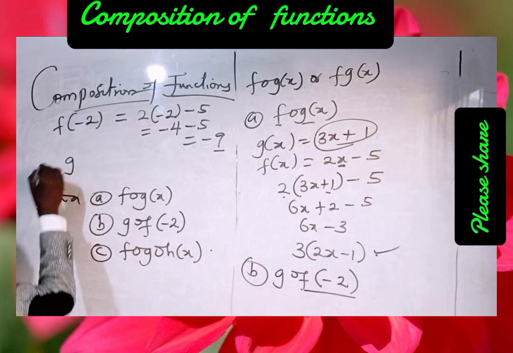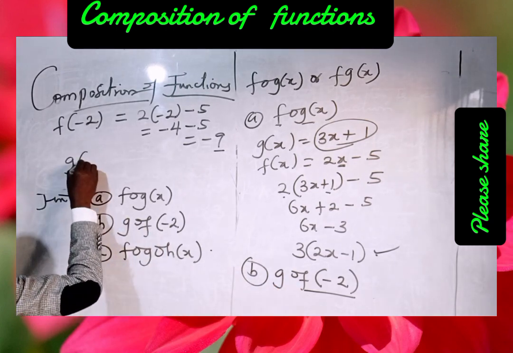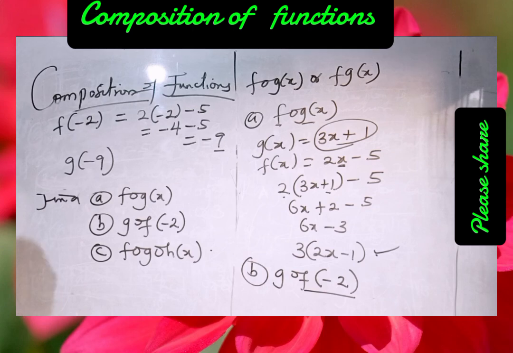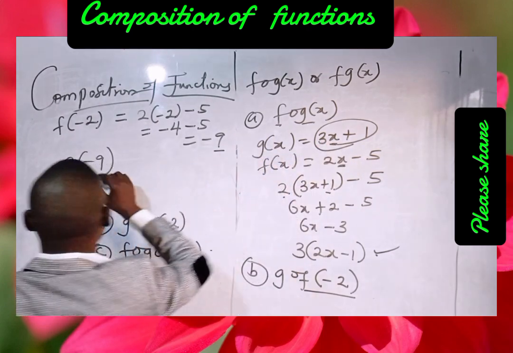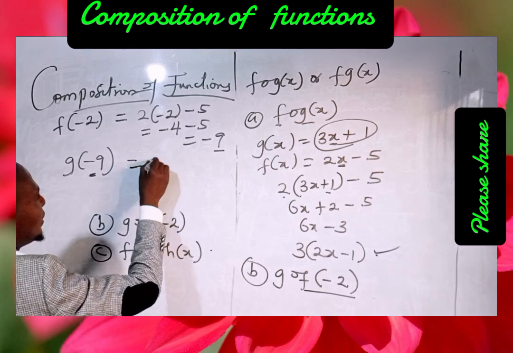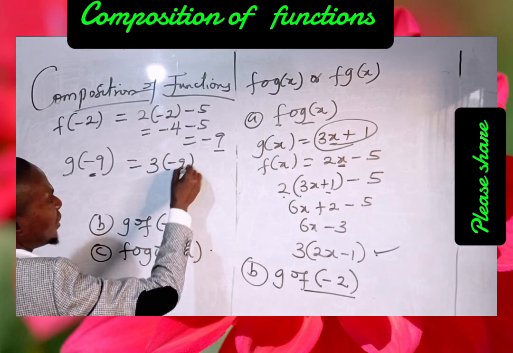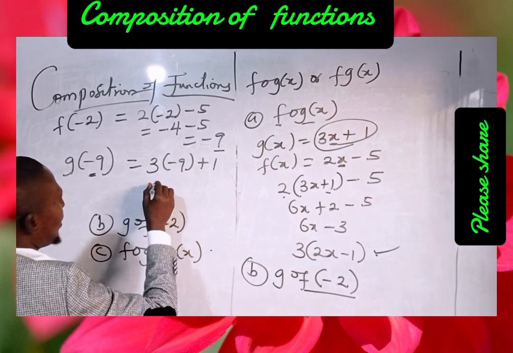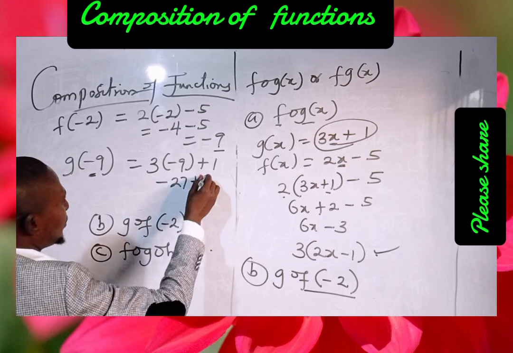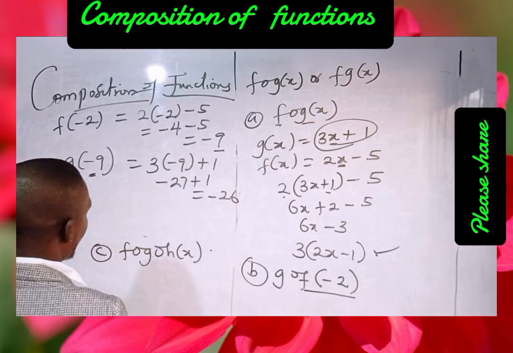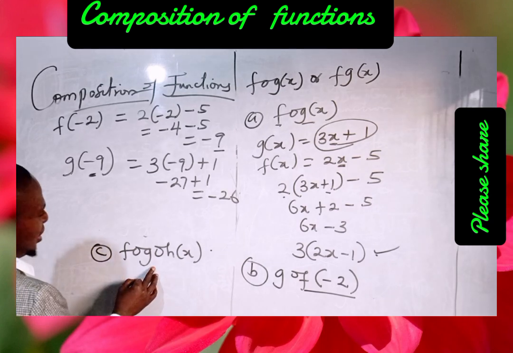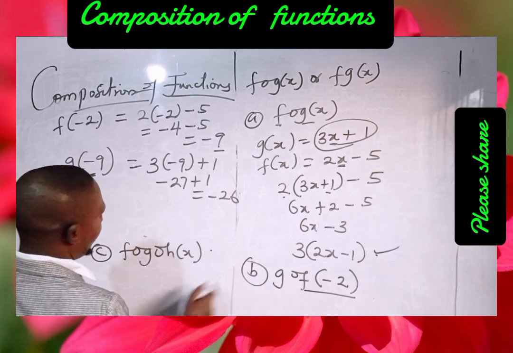So everything now will be g of what? Minus 9. Good. In g, any place you see x, put minus 9. That is 3 into minus 9 plus 1. 3 times minus 9 is minus 27, plus 1 will give us minus 26. Very good.